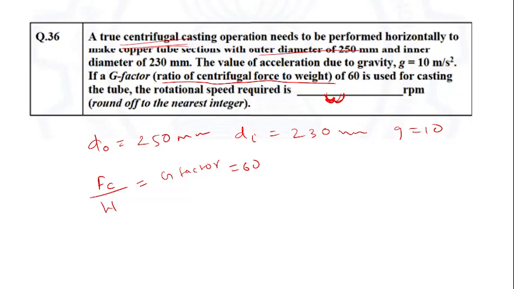675. Wait, let me check. It's around 660. Okay, 661 or so. Okay, we'll check. So now you have Fc divided by weight. I'm writing it as mg as 60. And they're asking omega. So from where will we find omega? Which term will contain omega?